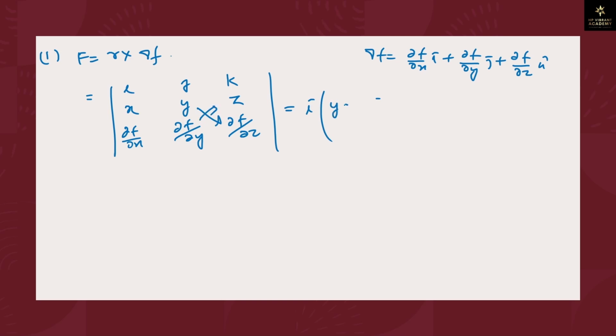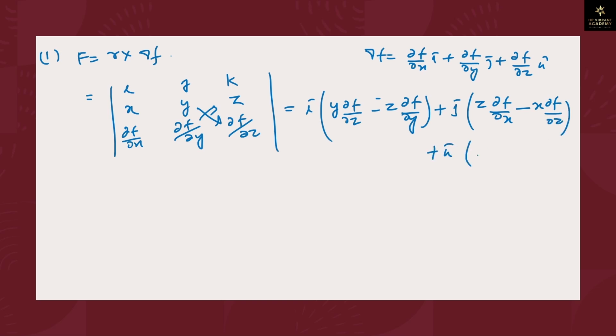This is y del f upon del z minus z del f upon del y, plus j cap, this is z del f upon del x minus x del f upon del z, plus k cap, this is x del f upon del y minus y del f upon del x. Okay, this is the value of f. So f is equal to r cross del f.